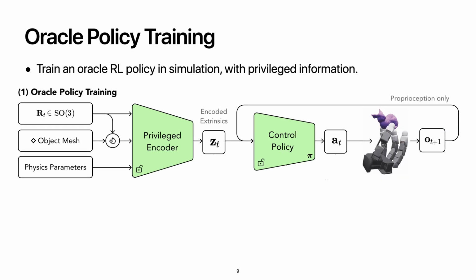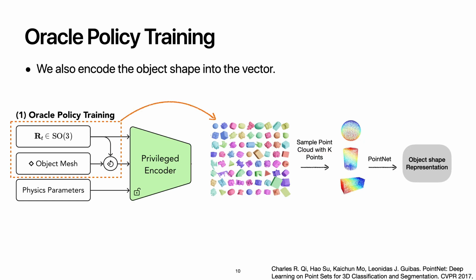We need to design the input space so that the sim-to-real gap is as small as possible. More specifically, our privileged information contains object pose, physical parameters, and ground truth object shapes. We feed them into a neural network, called privileged encoder, to produce a feature representation. We call it extrinsics, denoted as z_t. For object shape, we use a PointNet to encode the object point cloud to a vector. This vector is concatenated with other privileged information to feed into the privileged encoder.